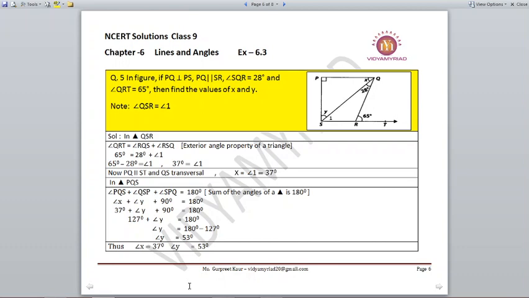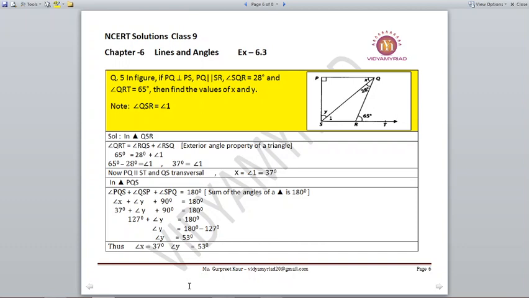Same way, let's take triangle PQS. In this, now we have 90 degrees because it is perpendicular. We know what X is. We can easily find out what Y is with the help of the angle sum property. By solving this, we get Y as 53 degrees. So we are able to find out angle X also and angle Y also.